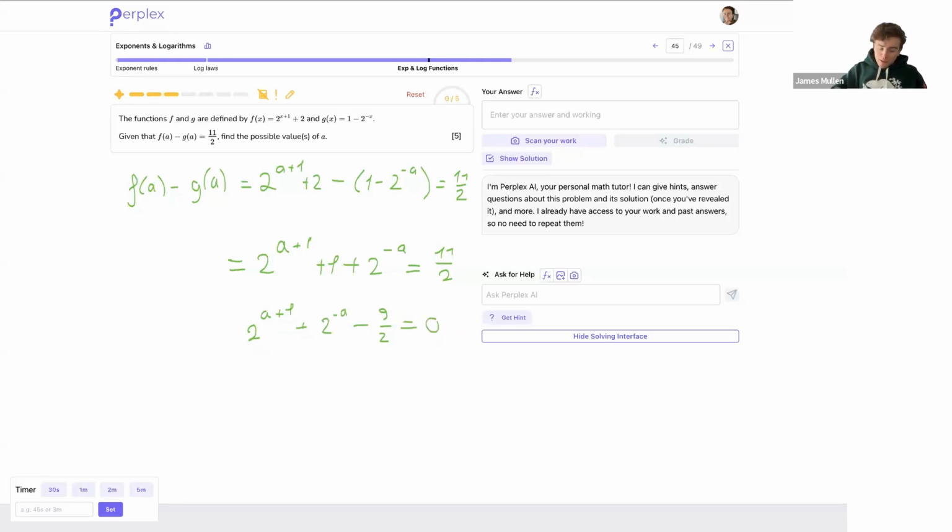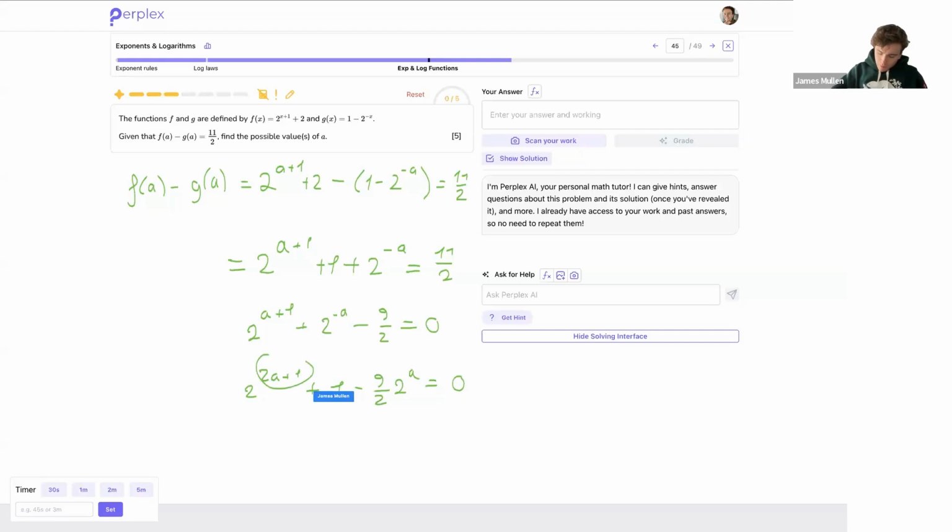And now multiplying through by 2 to the a, I get 2 to the 2a plus 1 plus, and then 2 to the negative a times 2 to the a is 2 to the 0, which is 1, minus 9 over 2 times 2 to the a is equal to 0.